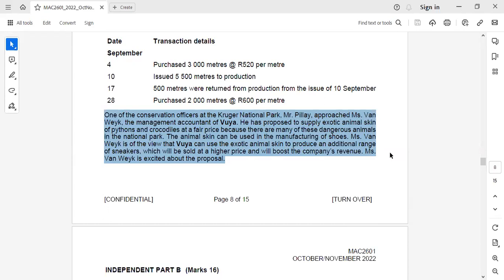The concern here is they are trying to steal. Actually, is this conservation officer allowed to sell this to the company? So that is an illegal act, actually, and the repercussions can be dire if they are caught. And actually, as a responsible corporate citizen, a company should follow the laws and regulations.